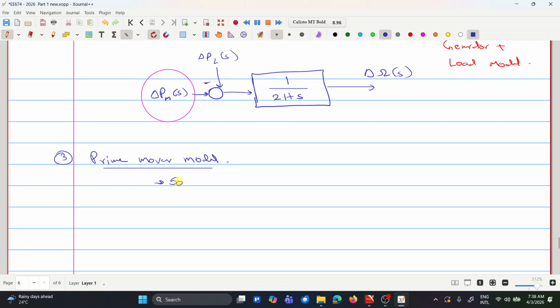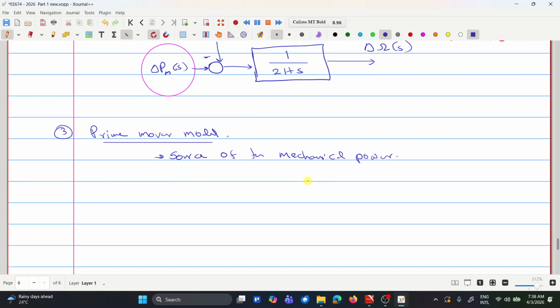So this is the source of the mechanical power. This could be the hydraulic turbine or the steam turbine, that's the source input.